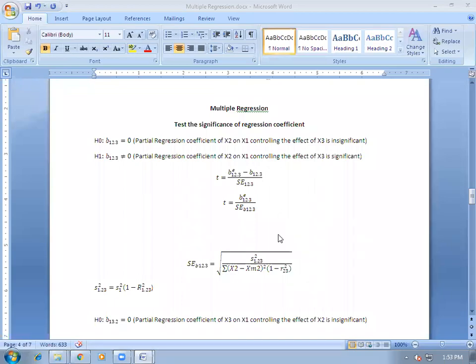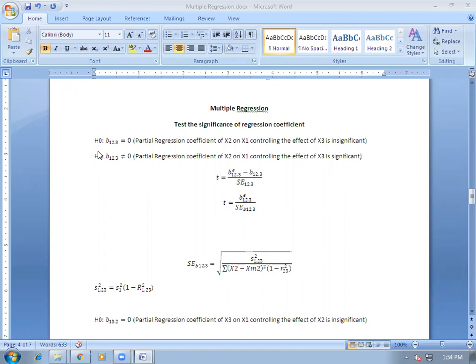We will discuss testing of significance of regression coefficient in the case of multiple regression. The regression coefficient will be partial regression coefficient, and if there are two independent variables, then there will be two partial regression coefficients. I am taking here the example of two independent variables. So null hypothesis will be b12.3 is equal to 0.